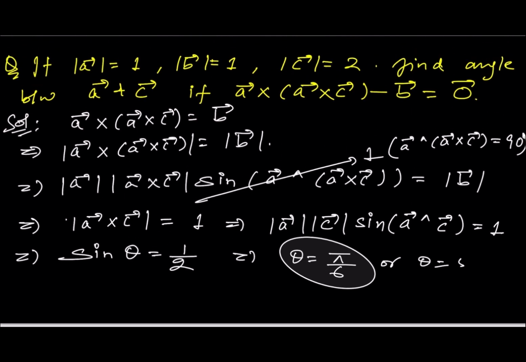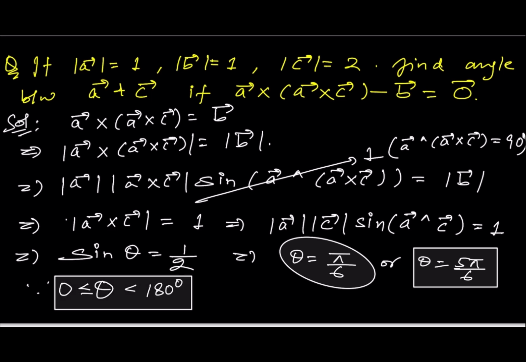Theta can be 5 pi by 6 because theta lies between 0 and 180 degree. Okay, now let us write some properties of cross product.